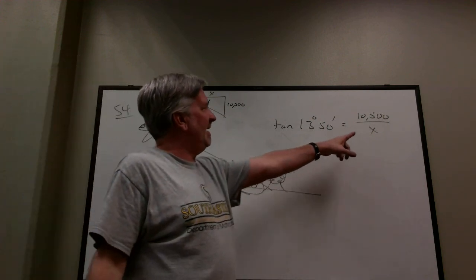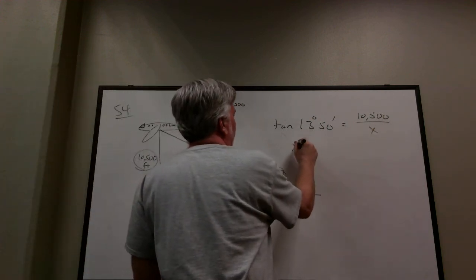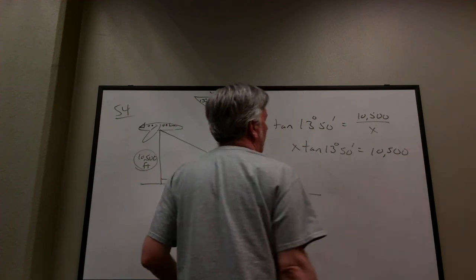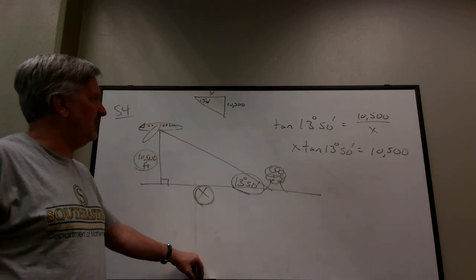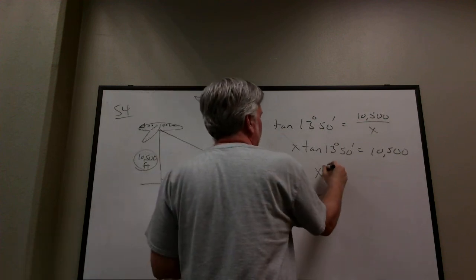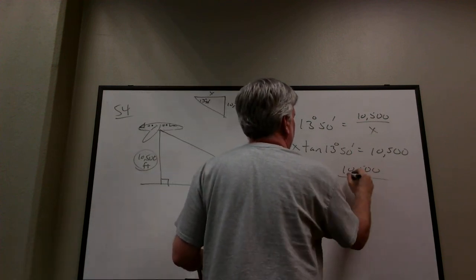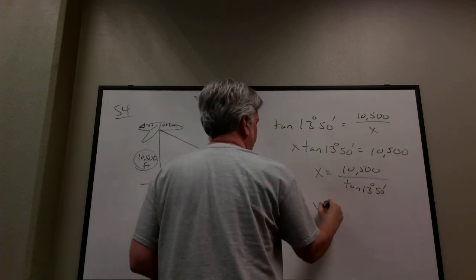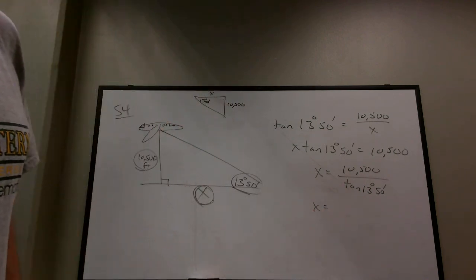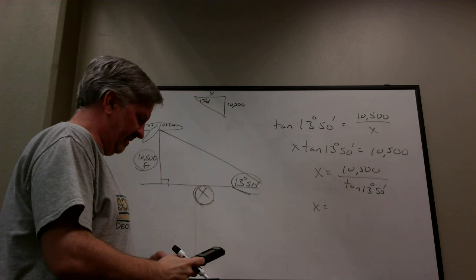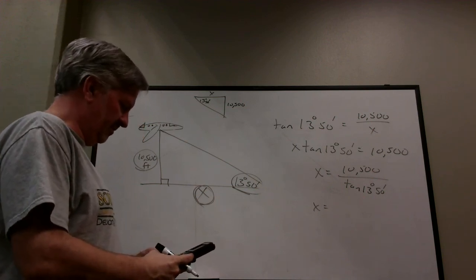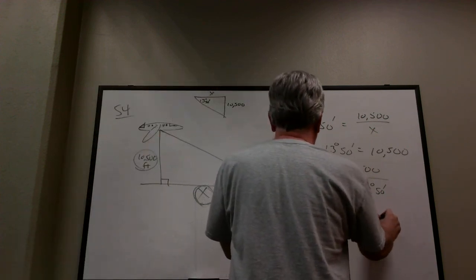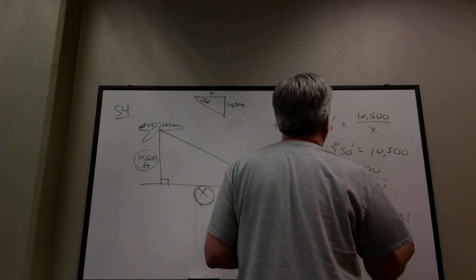Okay, now I want to solve for X. X is in the denominator, so let me get it out of the denominator. Let me multiply both sides by X. That's the resulting equation you get. And then I need X by itself, so I'm going to divide both sides by that tangent. So we know how to type this in. So 10,500 divided by tangent of 13 plus 50 over 60. And I'm getting 42,641.2351 feet.